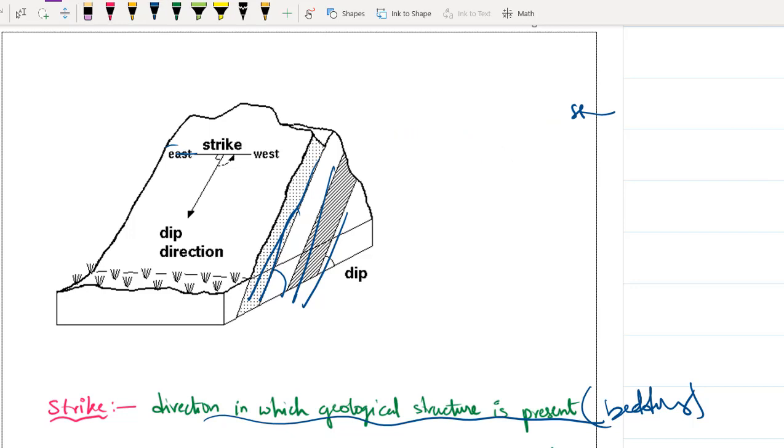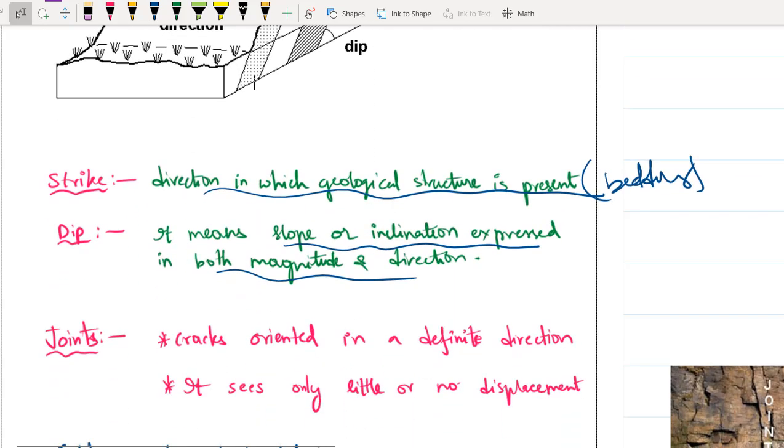Dip basically represents an angle. You can see here, right? So it is something like this. You can clearly see this line and this line. Okay, so it is making some angle theta. Here you can clearly see theta, right? So it will generally give the inclination of your bedding plane or geological structure. I hope you got it right. So strike and dip, understood?